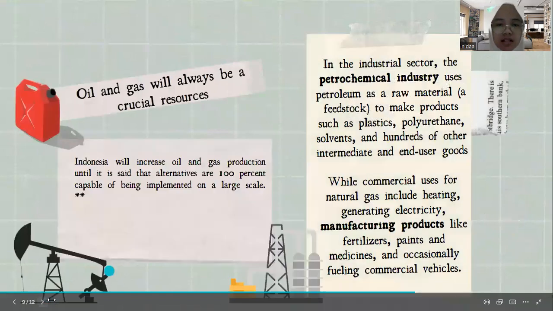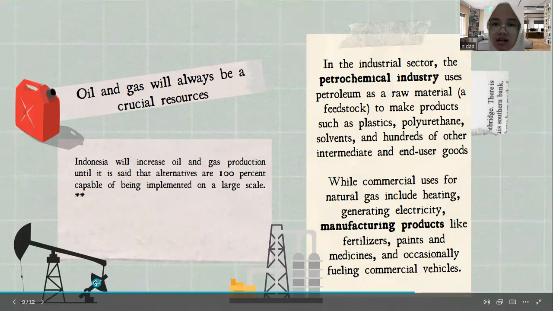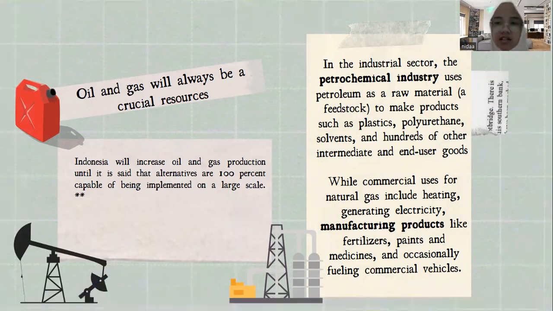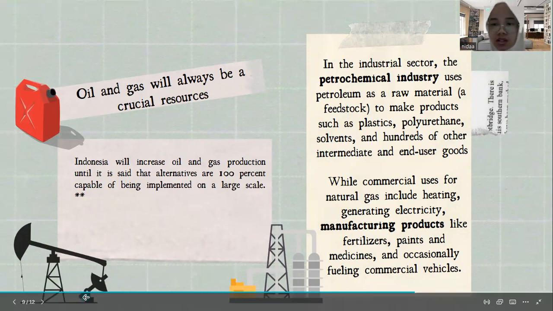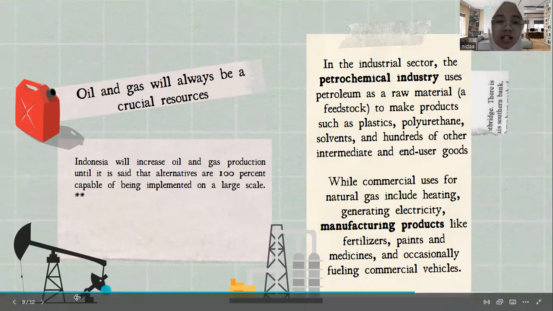And let me restate that oil and gas will always be a crucial resource. We all agree that oil and gas is the main component for the main industrial sectors, such as the petrochemical industry, that uses petroleum as a raw material to make products such as plastic, solvent, and hundreds of other intermediate user goods, while commercial uses for natural gas include heating, generating electricity, manufacturing products like fertilizers, paints, medicine, and fueling commercial vehicles.